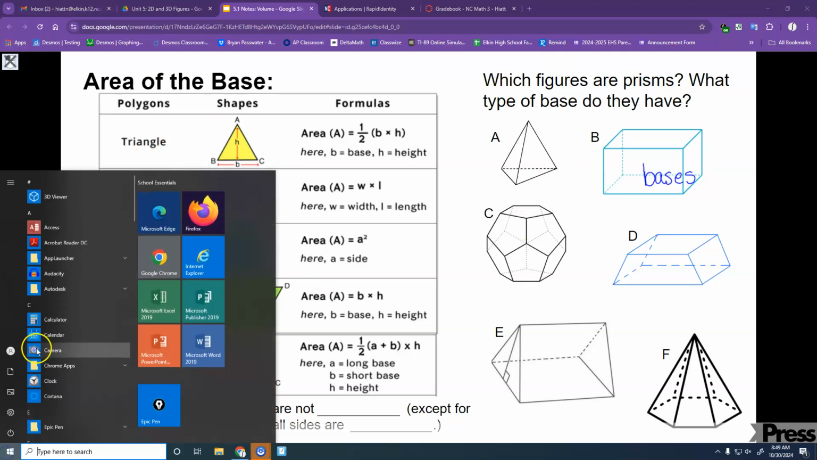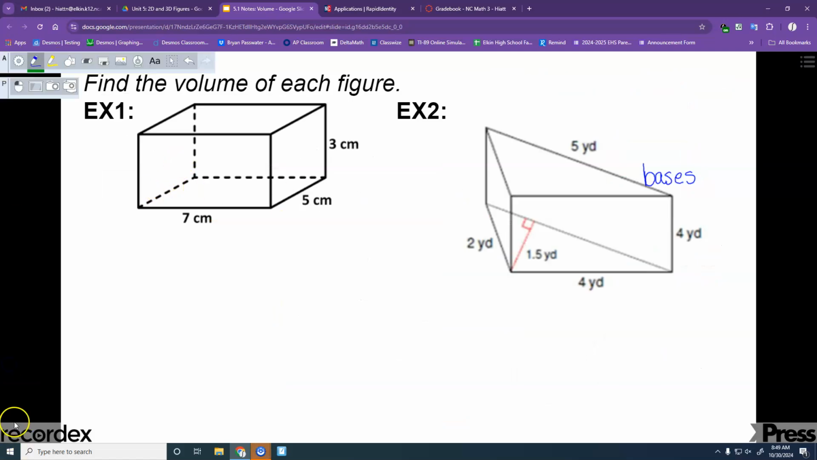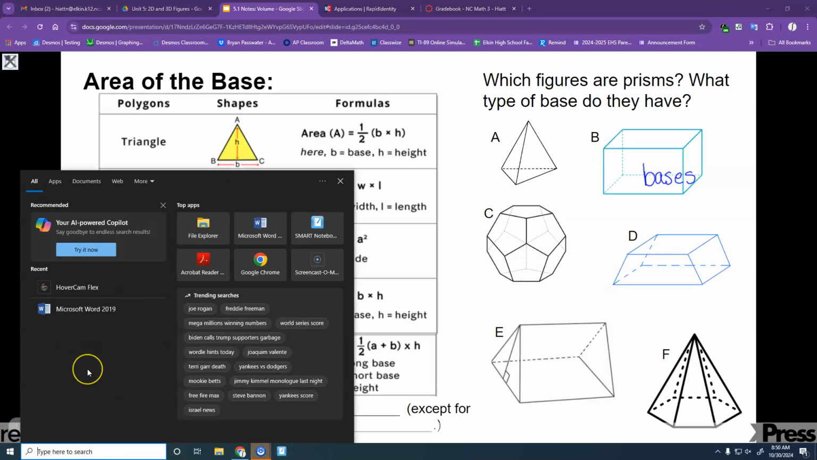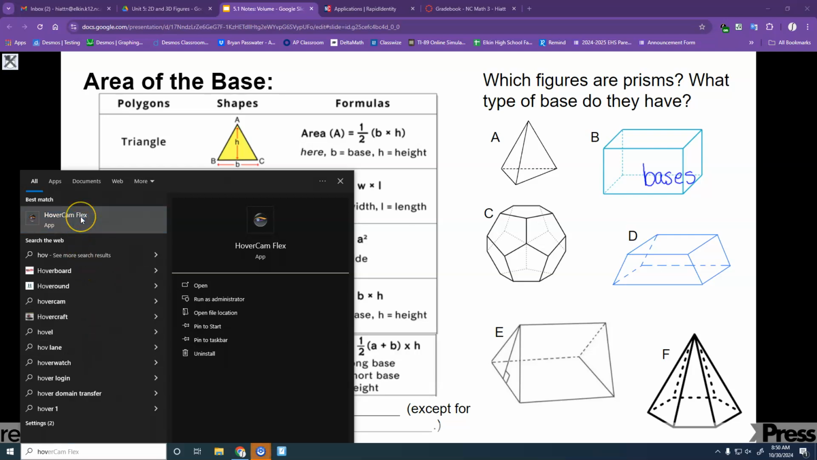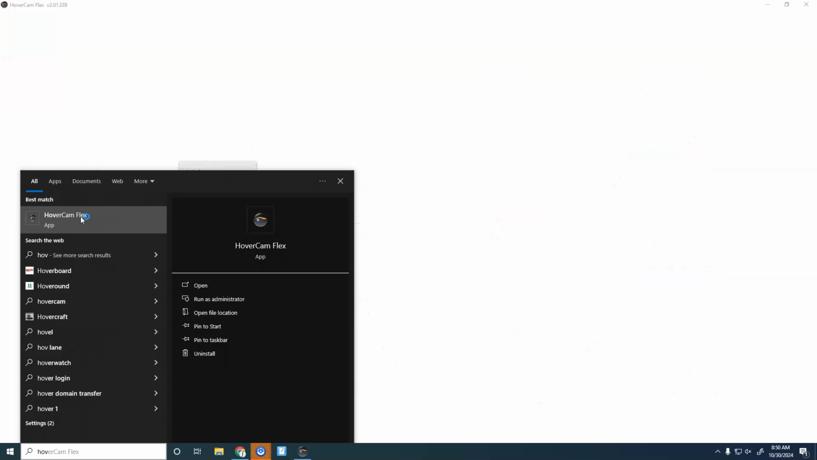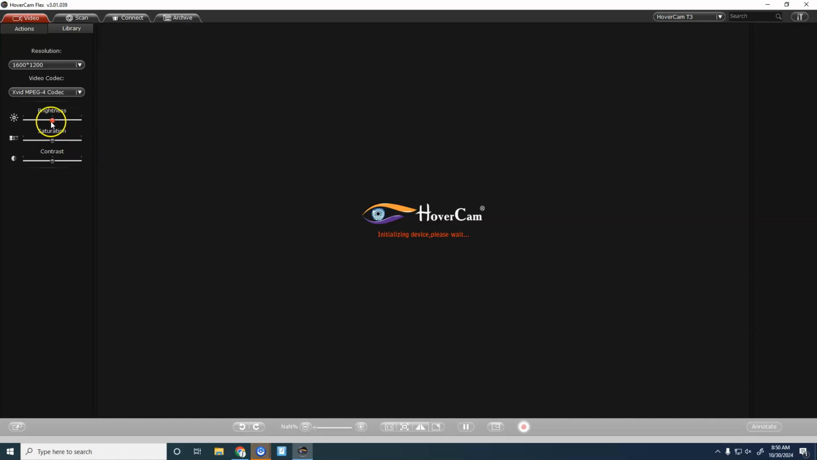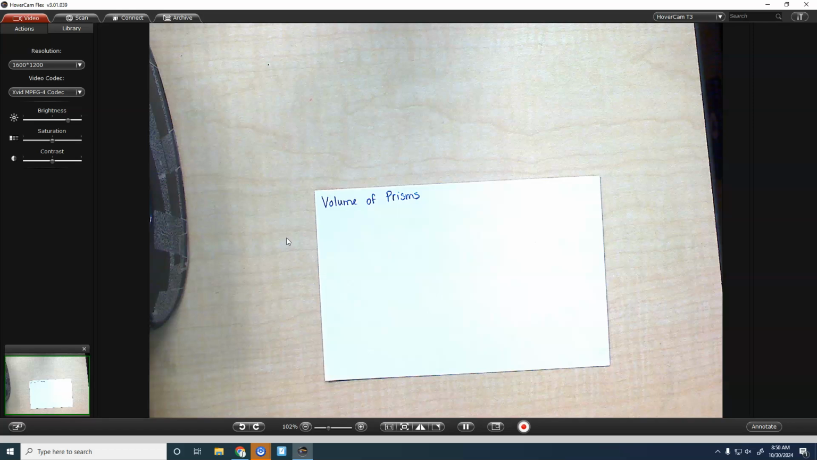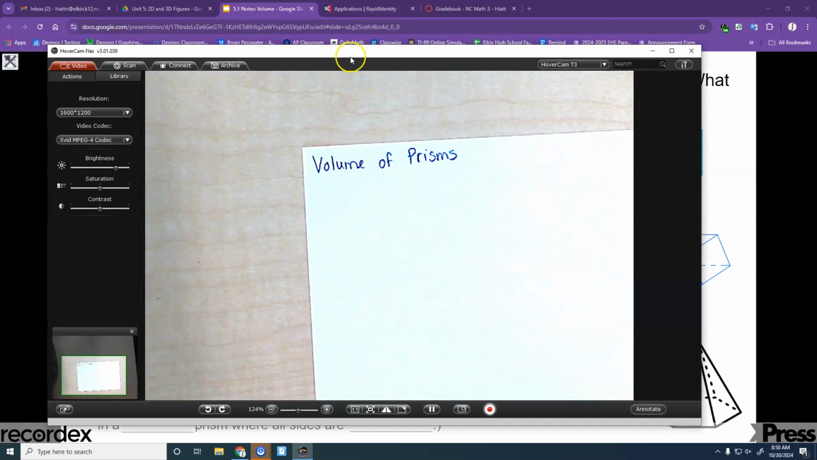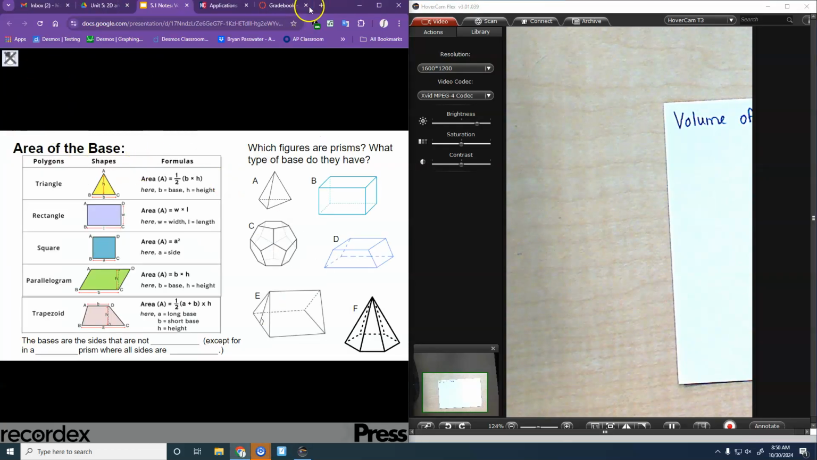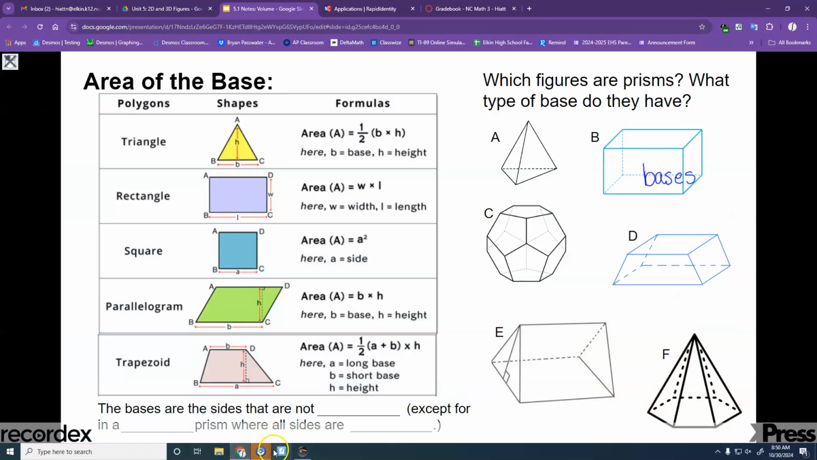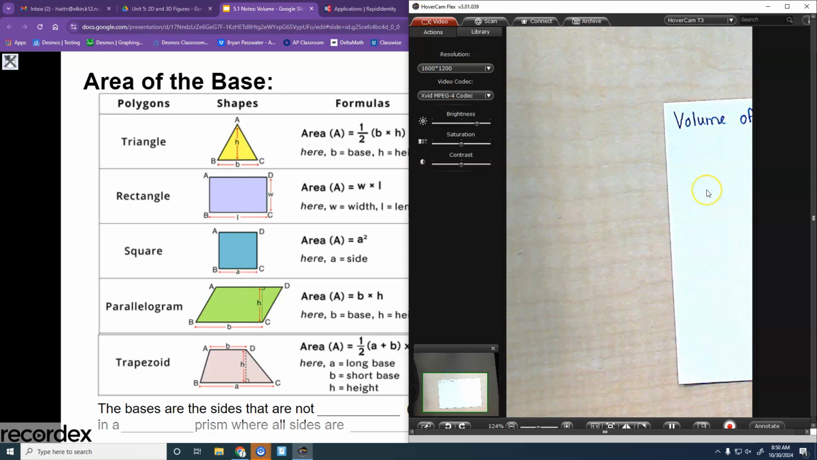Okay, so let's do this with our note card. Let's put a few things together here. We'll probably want to write fairly small because we'll have lots of things to add to this. So I put volume of prisms here, and so you can see what I'm writing. I'm going to make that full screen over top of it.